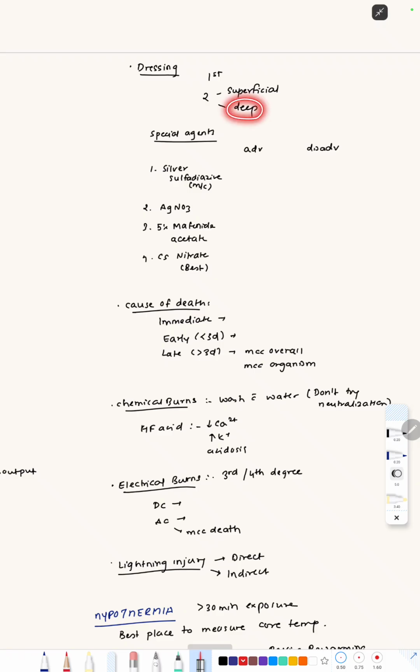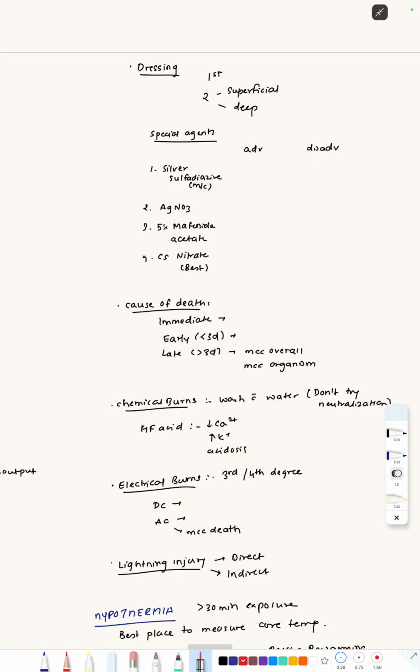For second degree deep burns, hydrocolloid dressing is done, that is Duoderm. Then there are some special agents. They are the silver sulfadiazine, which is the most common cream. The advantage of it is that it is effective against Pseudomonas. The disadvantage being we need to frequently change the dressing and it doesn't penetrate the scar.